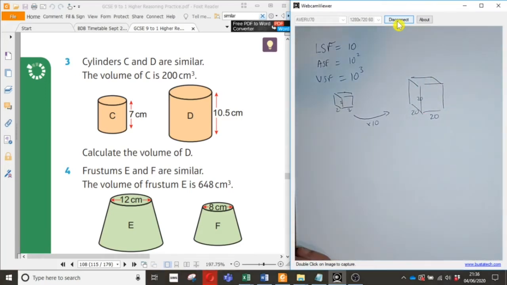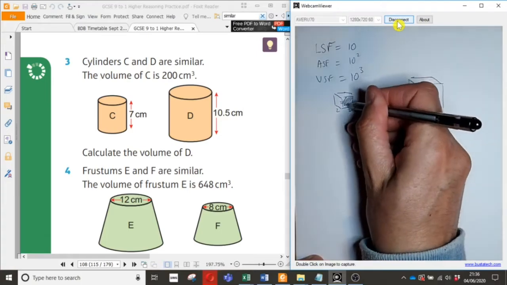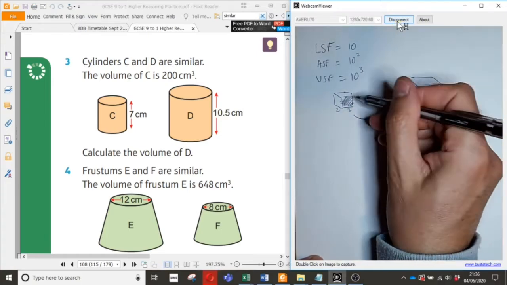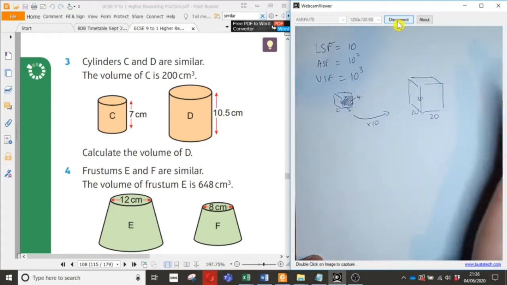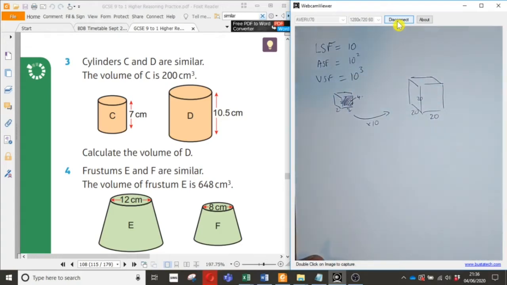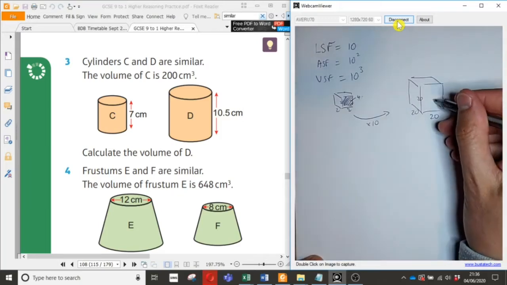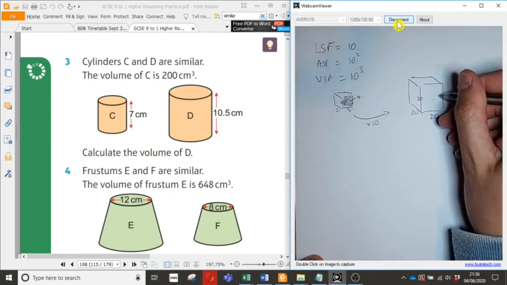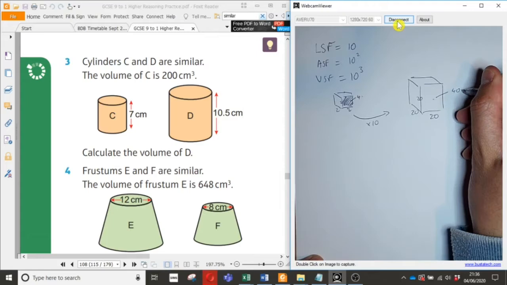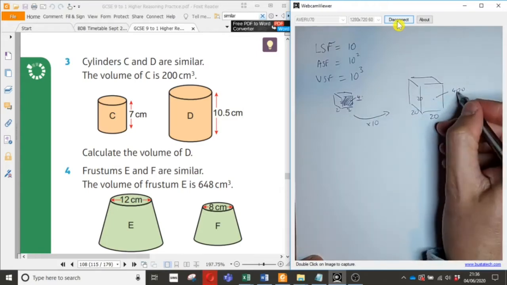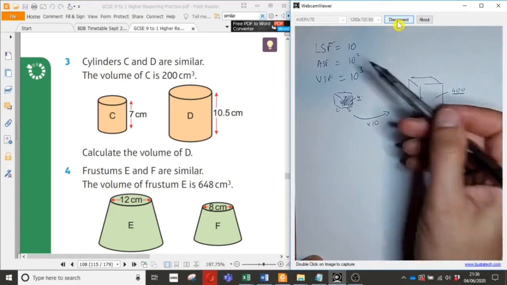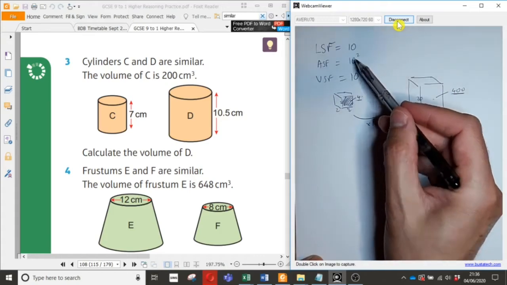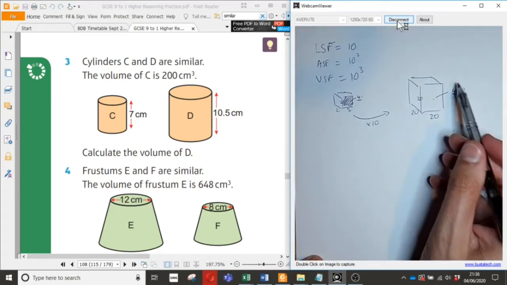Now let's have a look at some areas. The area of this front face here is going to be 2 by 2, so this area is 4 centimeters squared, whatever the unit is. And then if we look at this one, 20 times 20, that will be 400. Now look what's happened to that 4 to take it up to 400. It's been multiplied by 100. 100 is 10 squared. Look how the area has gone up.